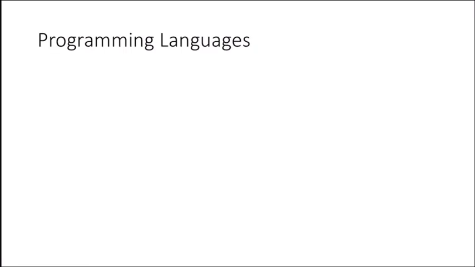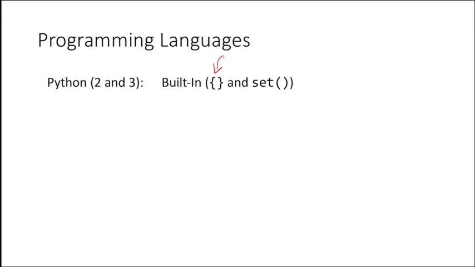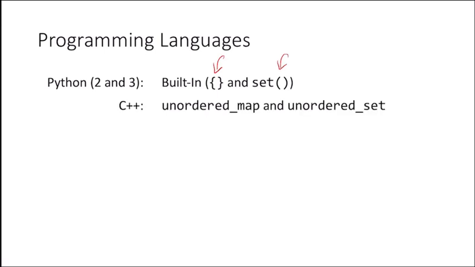Before that, though, I just want to show you how important data structures are just by showing you how it's implemented in a few common languages. If you take Python 2 and 3, you've got two built-in hash tables. You've got the hash table itself, and then you've got a set. You take C++, and it's part of the standard library. You have the unordered map and the unordered set.